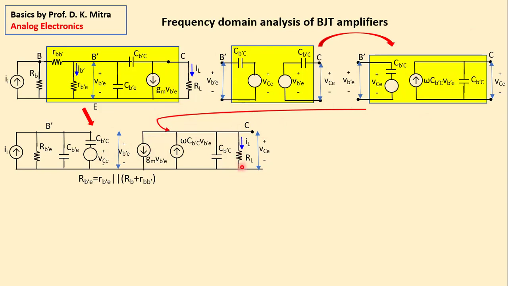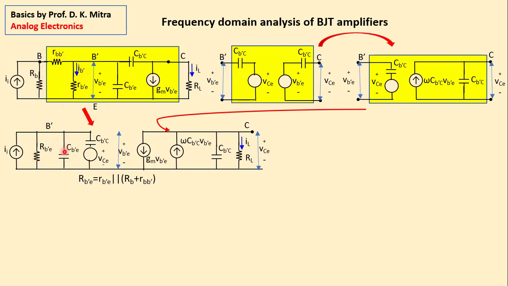One approximation we have added, that is, here it was RB, small r bb', r b'e. We have replaced the whole thing by R B'E because this is only the resistor circuit. Capital R B'E is equal to r b'e in parallel with the sum of these two resistors. So these three resistors have been replaced by one resistor. I think you have no problem in agreeing to this.